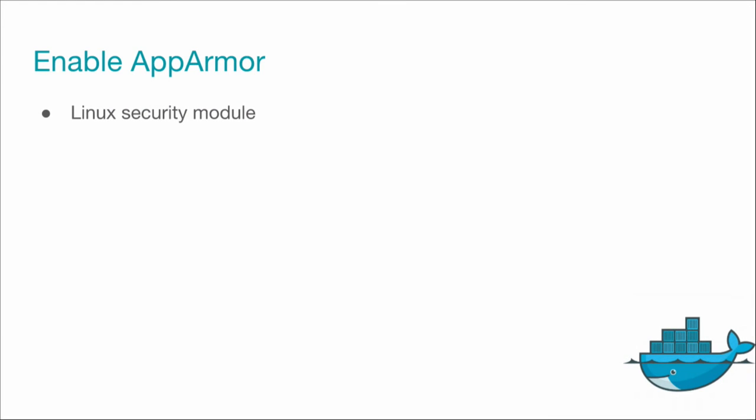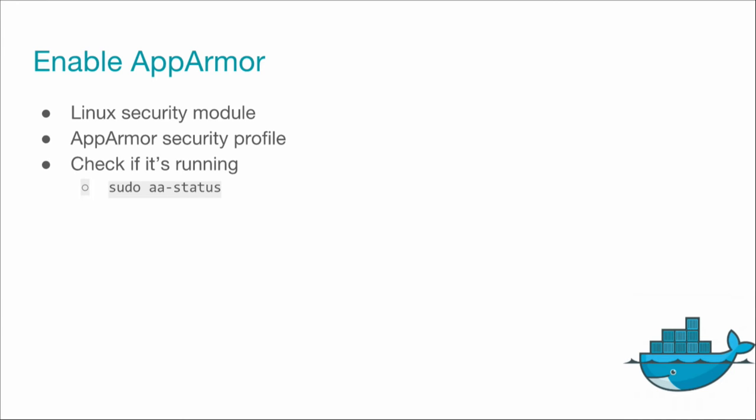Okay, and this is easier. Enable AppArmor. AppArmor is a Linux security module which is in charge of securing the operating system and the programs. AppArmor uses security profiles to create a granular configuration over capabilities for your containers. If you are using Ubuntu right now, it's probably installed and running, and you can check it with this command, aa-status, which is going to list the profiles that are loaded.